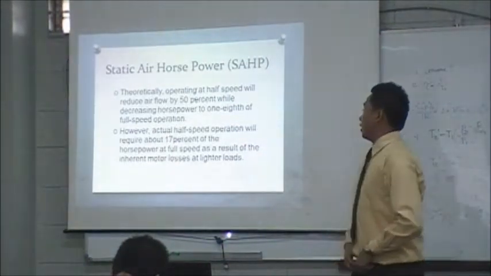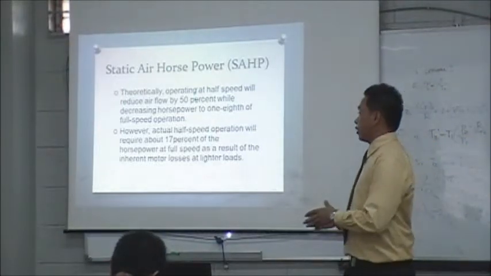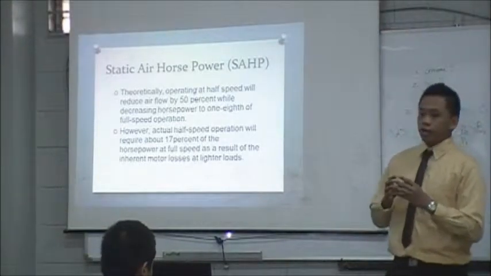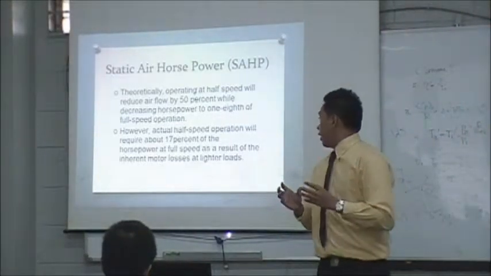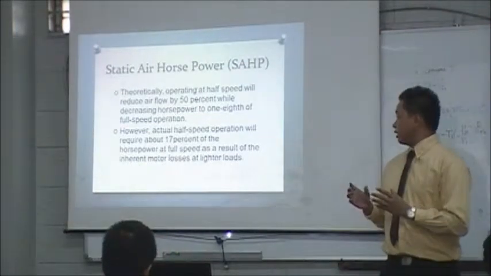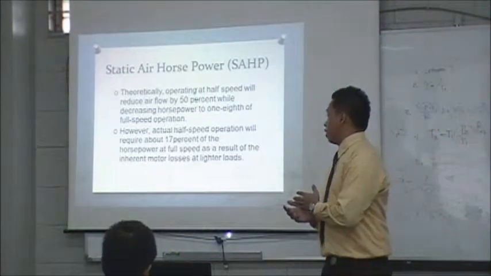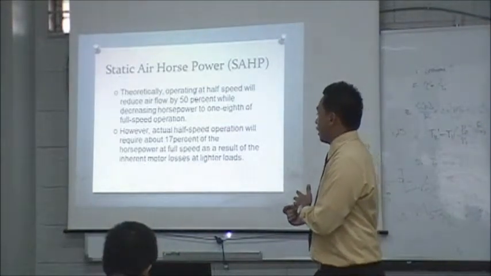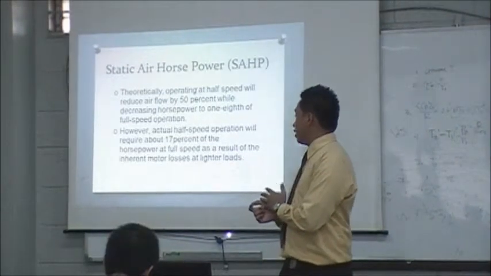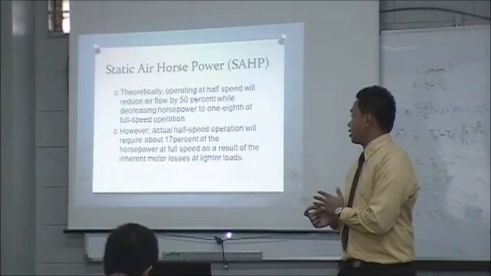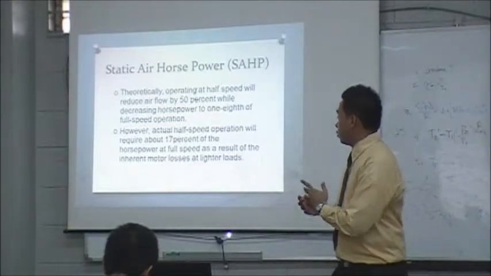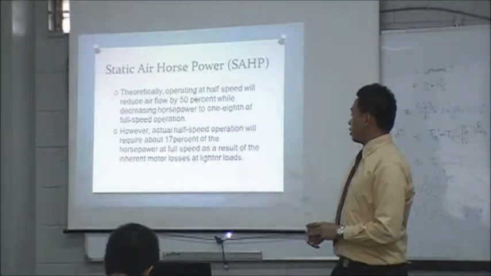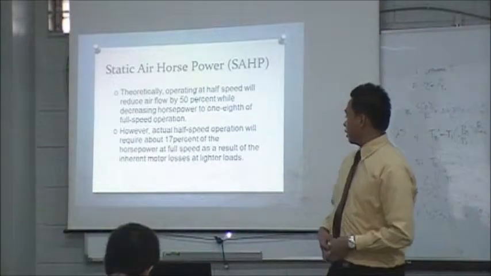Theoretically, operating at half speed will reduce airflow by 50% while decreasing horsepower to 1/8 of full speed operation. So in a cooling tower system, we can operate the fans at half of their speed, and by doing that, we can reduce the horsepower requirement to 1/8 of the full speed operation. However, in reality, half-speed operation will require about 17% of the horsepower at full speed. So it is not really 1/8, but we will consider the 17% of the horsepower at full speed as a result of inherent motor losses at lighter loads.